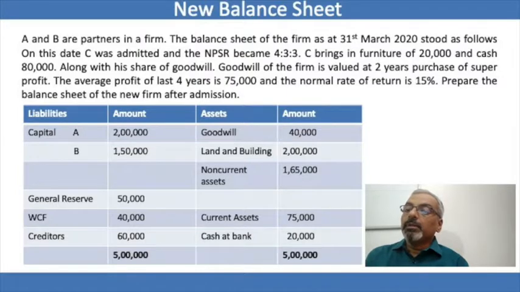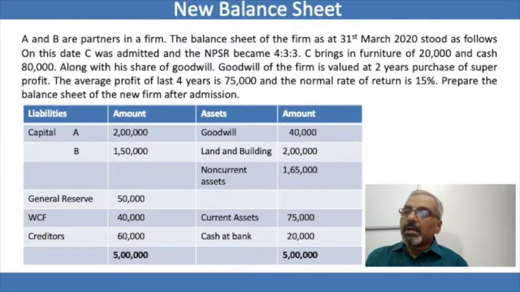And you can see over here the information given in the asset side is goodwill, which is 40,000, land and building 2 lakh, non-current assets which is 1,65,000, that is other non-current assets excluding goodwill and land and building. Then we have current assets of 75,000 and there is other current asset which is cash at bank, which is 20,000. Now if you go to the liability side of the balance sheet, we have capital of A and B as 2 lakh and 1,50,000 respectively. We have a general reserve of 50,000 and we have workman's compensation fund of 40,000 and we have creditors of 60,000. So the balance sheet tallies at 5 lakh.